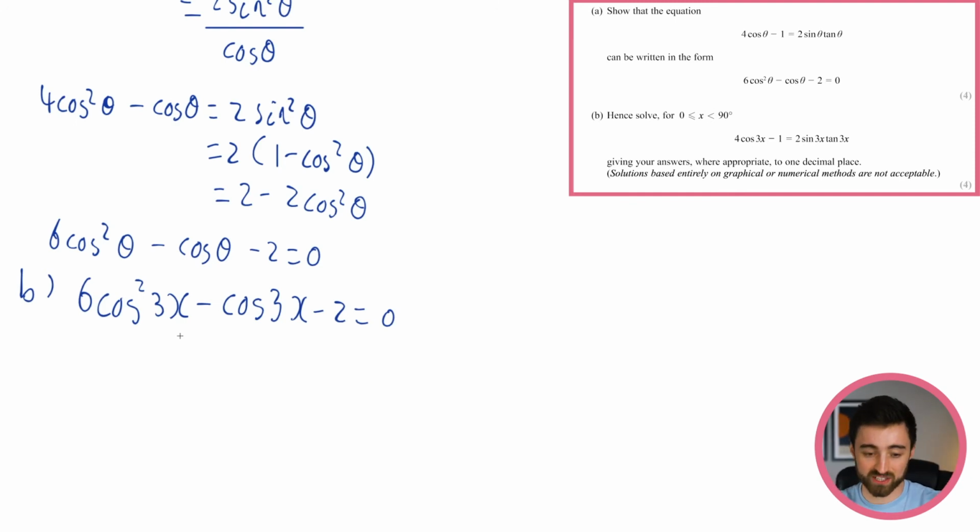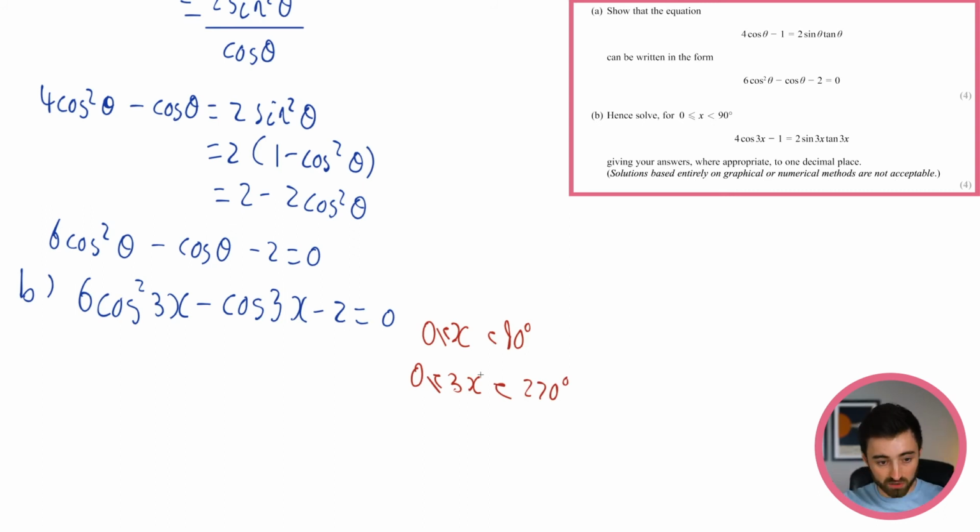So always do this. Change your range before you get stuck in, okay? So if x is between 0 and 90, then what is 3x between? Well, I need to triple my range, do I not? So 3 lots of 0 is 0, 3 lots of 90 is 270. You need to do this, because if you don't, you will lose solutions.